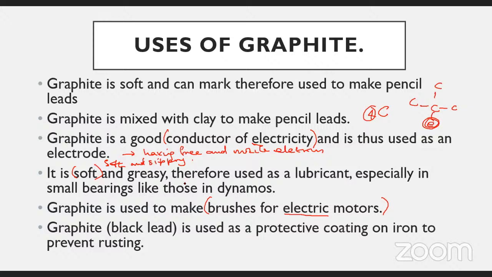So finally, graphite is black and is used as a protective coating on iron to prevent rusting.